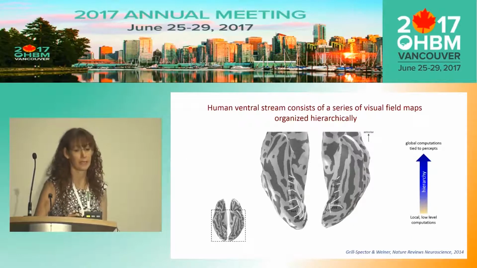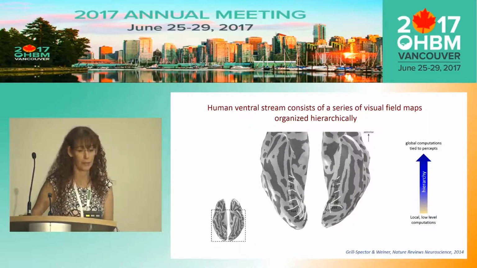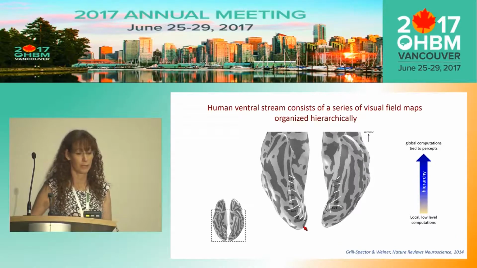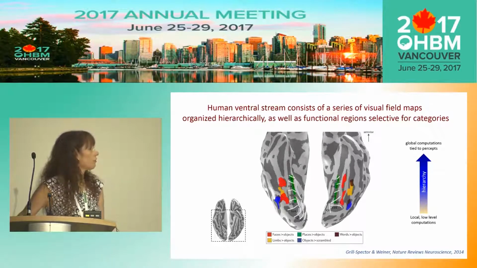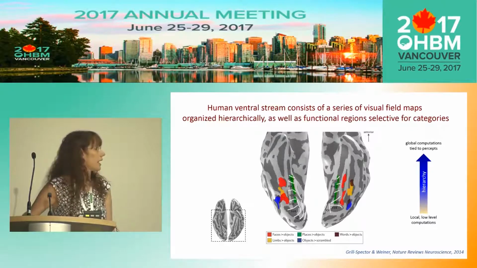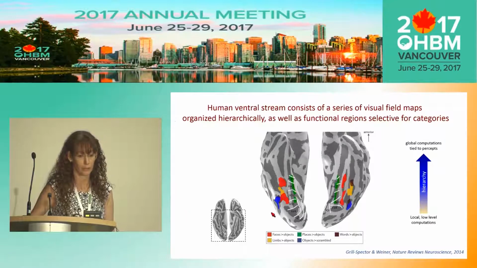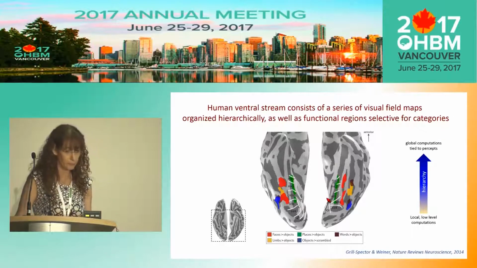So our lab studies the visual ventral pathway, and this is a hierarchically organized pathway starting from V1 in the occipital lobe and organized through a series of retinotopic maps going into ventral temporal cortex. In addition to retinotopic maps, high-level visual ventral temporal cortex contains high-level visual areas processing information for particular domains, including face-selective regions, place-selective regions, body, objects, and word-selective regions.